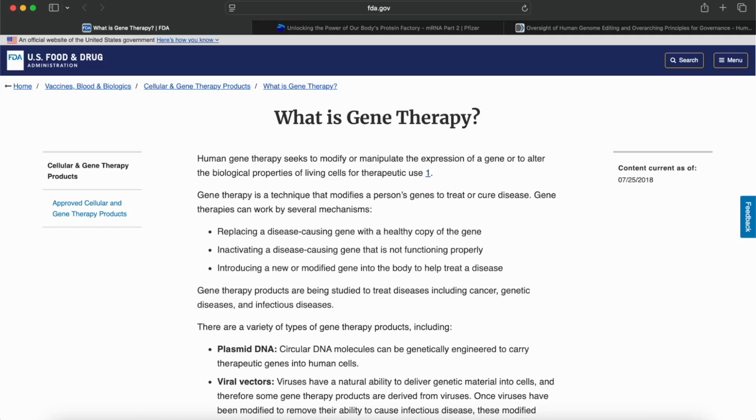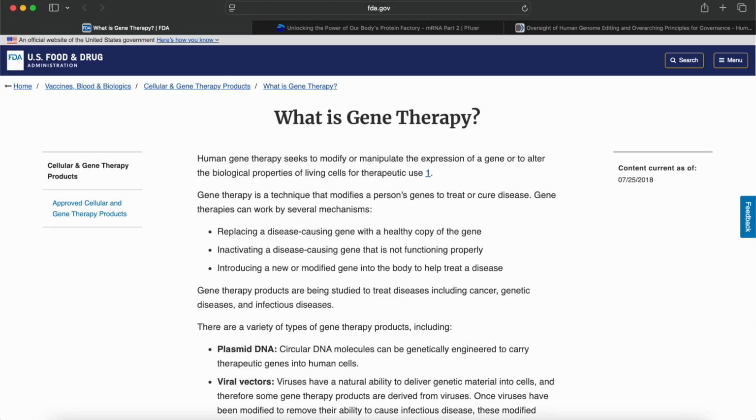What is gene therapy? Human gene therapy seeks to modify or manipulate the expression of a gene, or to alter the biological properties of living cells for therapeutic use. Gene therapy is a technique that modifies a person's genes to treat or cure disease.